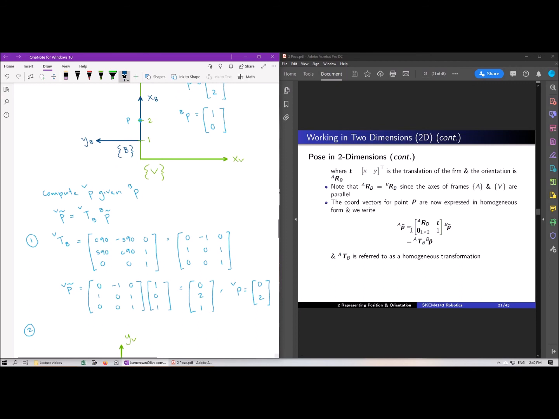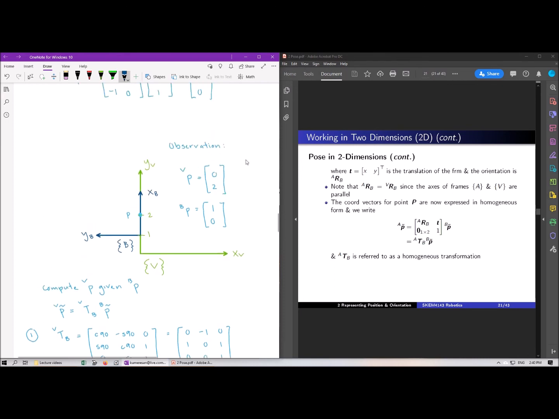Next we can compute P tilde V, which is TBV multiplied by P tilde B. P tilde B is exactly this one, but we have to append 1 to make it a 3 by 1 vector: 1, 0, 1. If you perform the multiplication, we get 0, 2, 1. This is not the coordinate, this is the homogeneous coordinate. So we extract the first two elements, 0, 2. That is our PV. Let's check. Yes, it's correct.